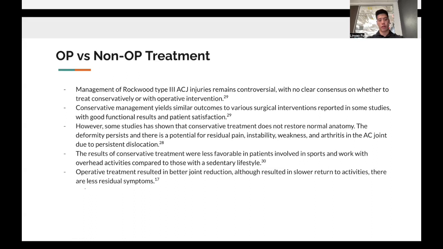And surgical treatment results in better joint reduction, although patients who receive surgical treatment usually return to their activities slower. And they also have less residual symptoms.